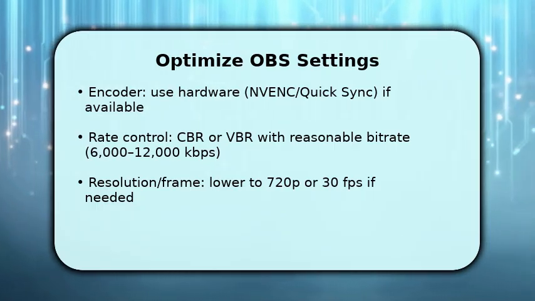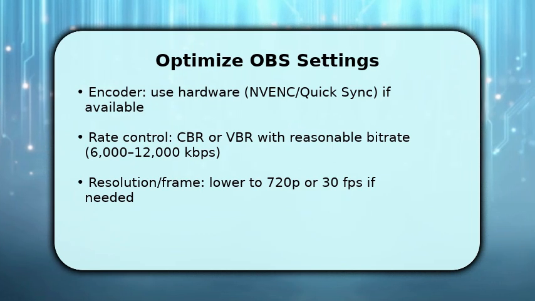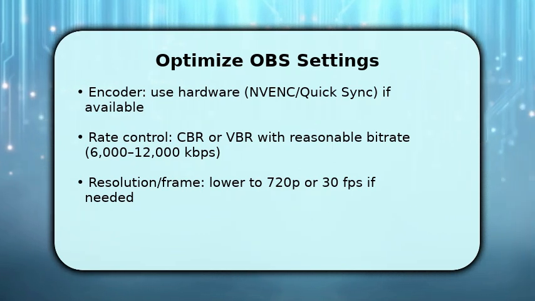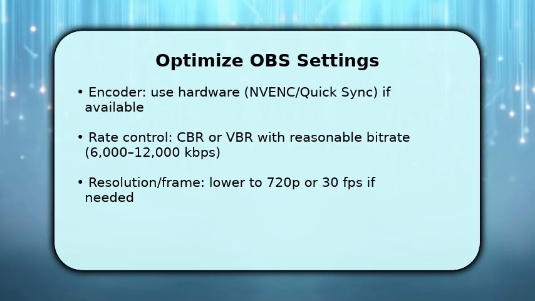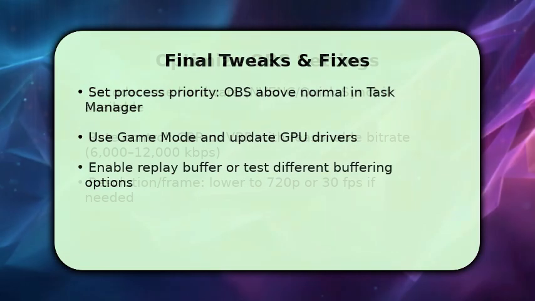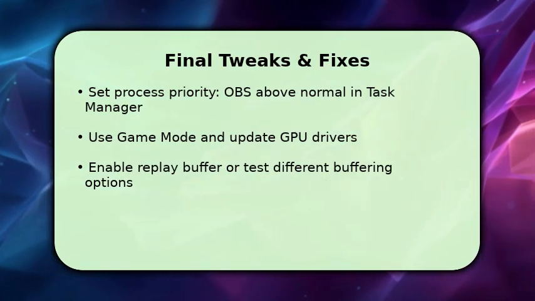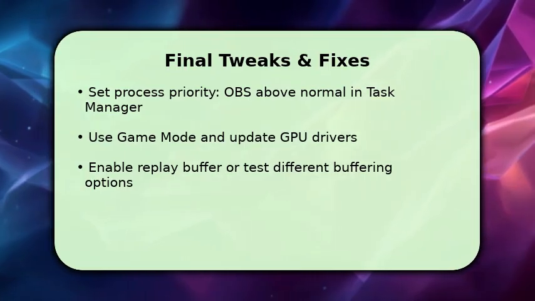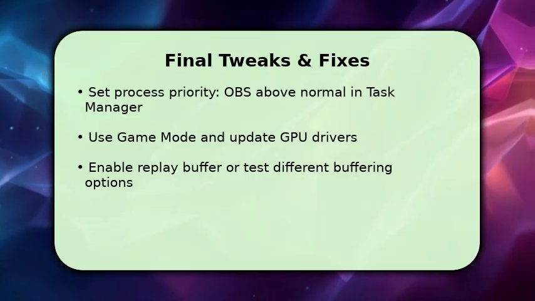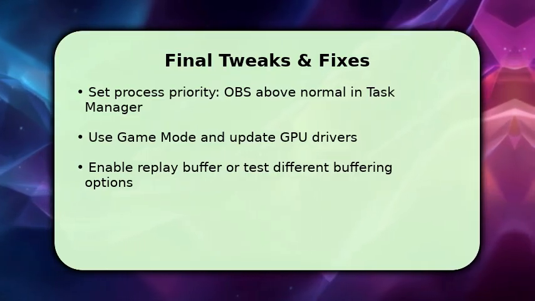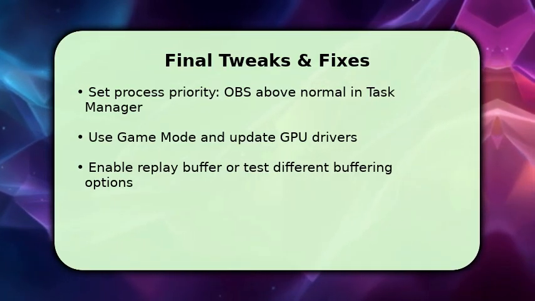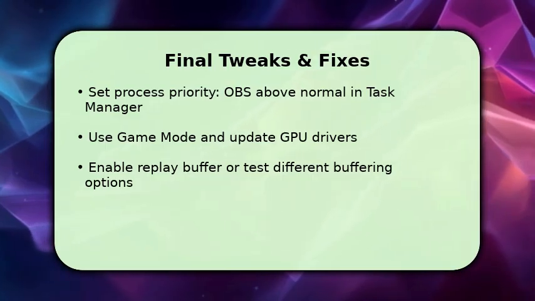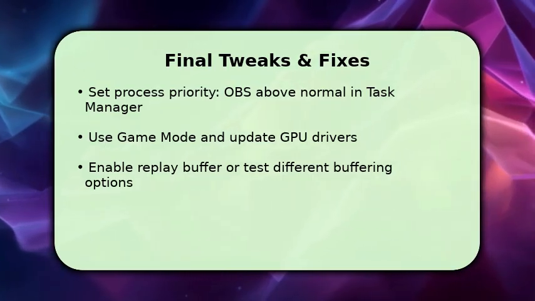If you still see stutter, lower output resolution to 720p or cap frame rate at 30 fps to keep encoding stable. Finish by locking down system and OBS interactions so recording stays smooth. Set OBS process priority to above normal in Task Manager so the OS favors encoding, and enable game mode to reduce background interruptions. Update GPU drivers and firmware for encoder stability.